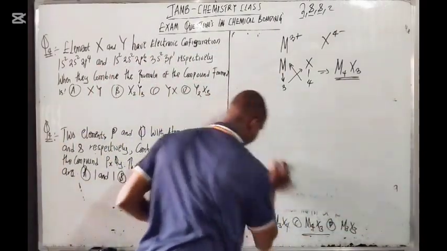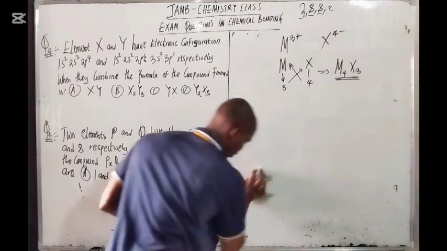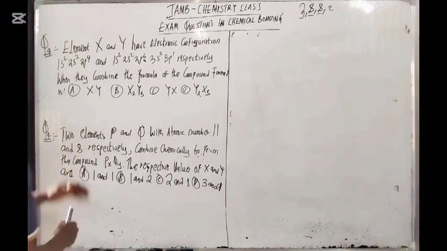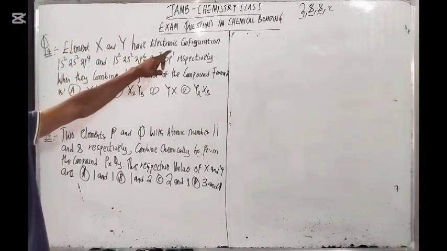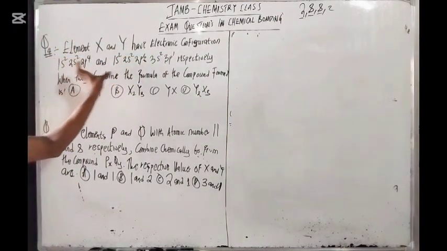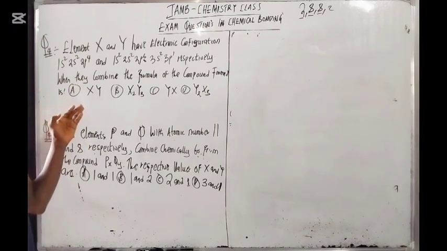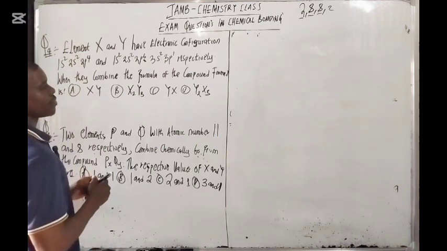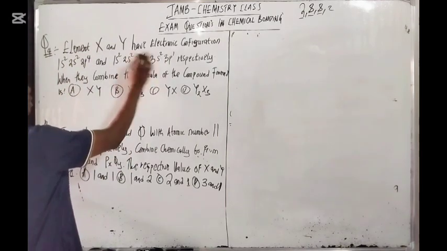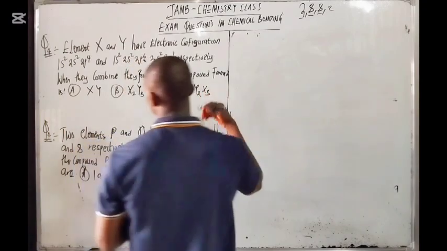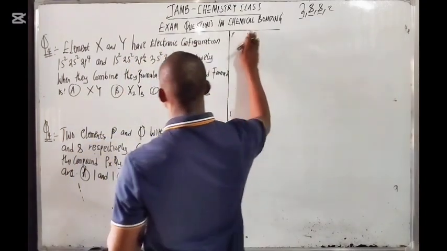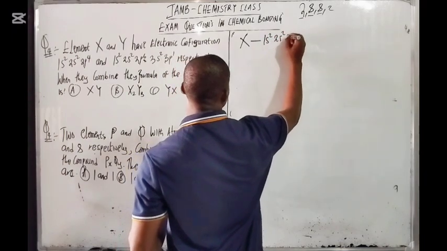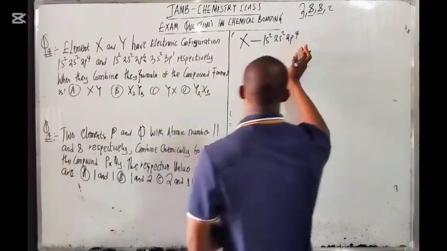Let me do question 4 real fast. Elements X and Y have electronic configurations as shown here respectively. When they combine, the formula of the compound formed is what? So now look at this one here. X is 1s2, 2s2, 2p4, right?